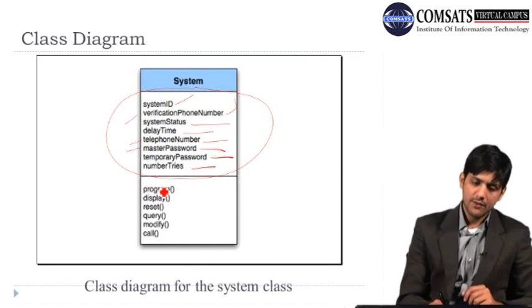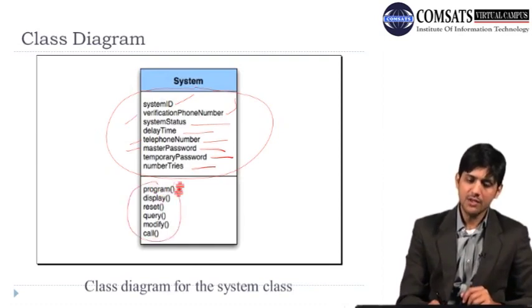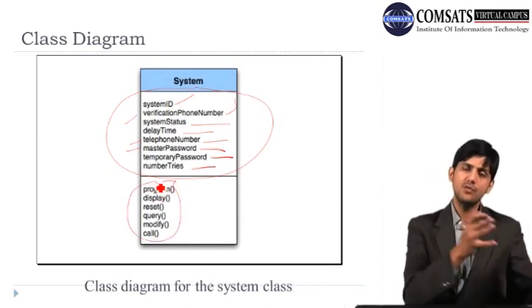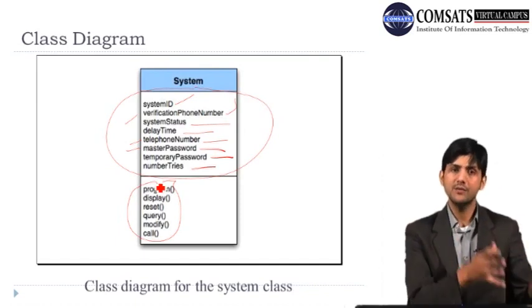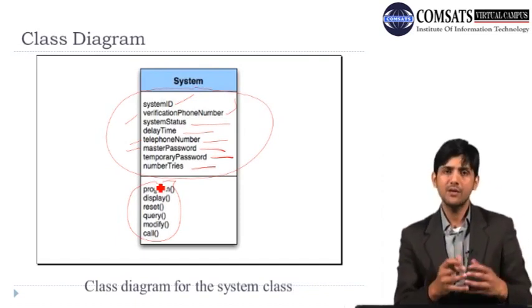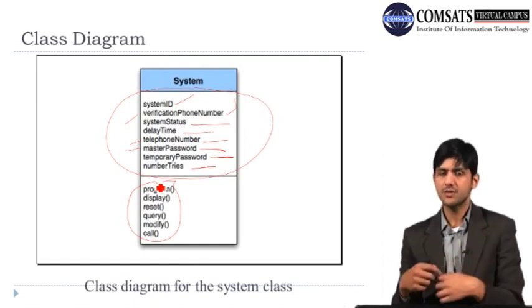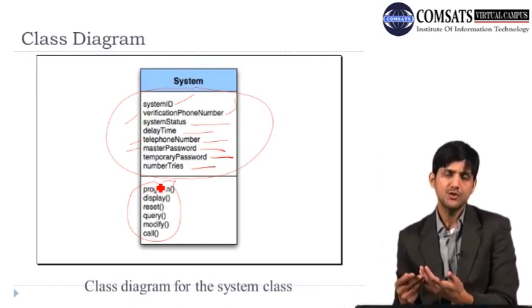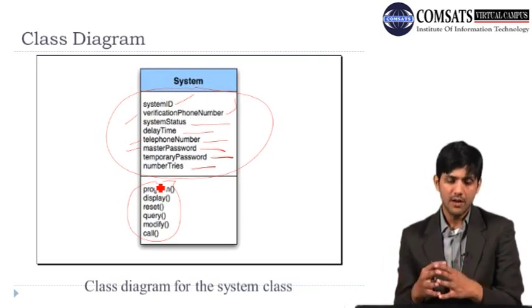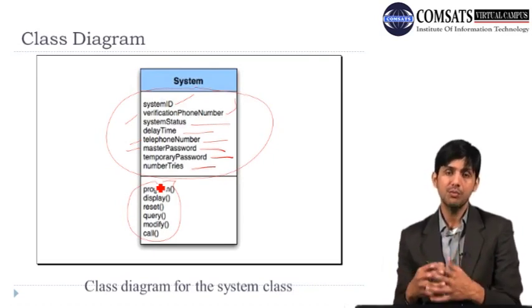And then we need to identify the operations of these classes, and we said we do another grammatical parse. We identify the verbs, and we figured out that as a homeowner, as a user, you need to program it, and the system should display some information to the user. You should be able to reset the system. You should be able to inquire. You should be able to modify.